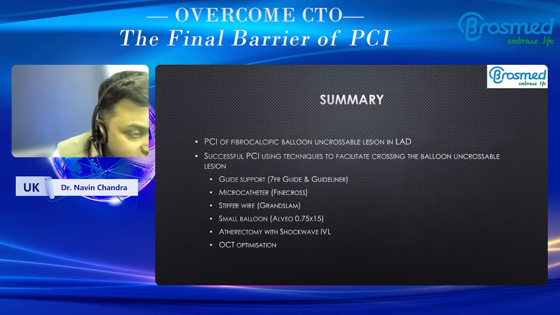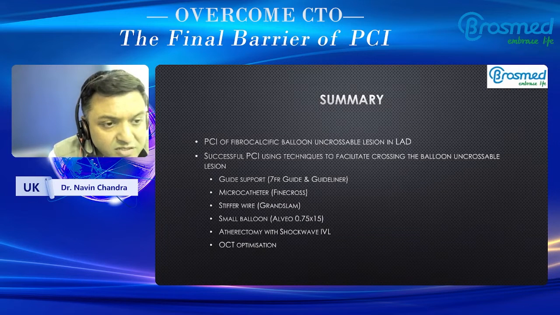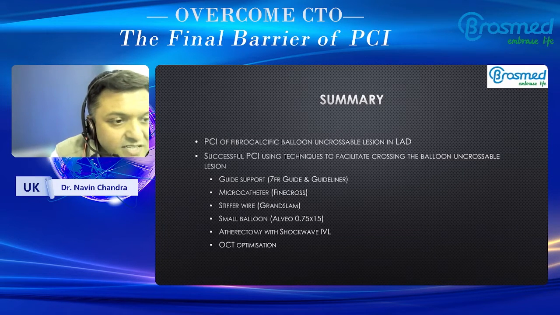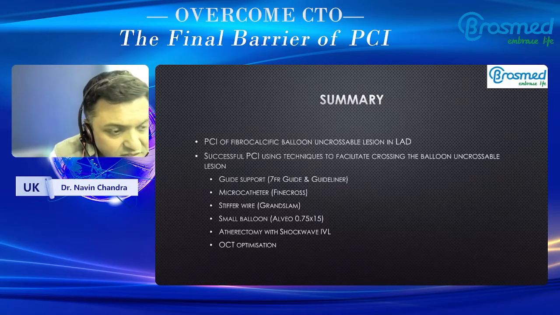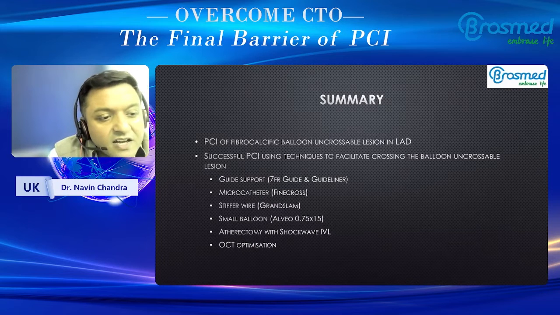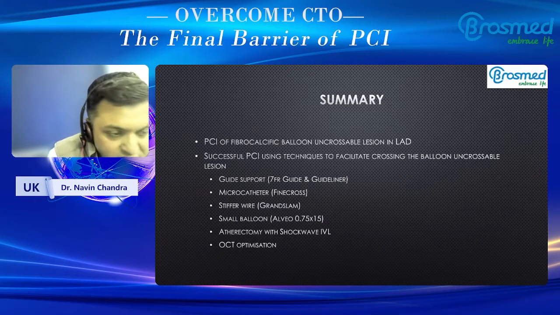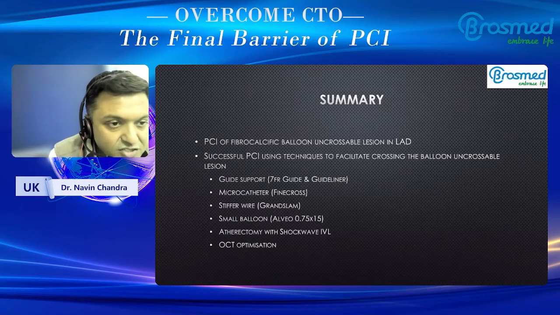So to summarize this case, this was a successful PCI of a fibrocalcific, balloon uncrossable lesion in the mid-LAD. We did successful PCI using techniques to facilitate crossing, again with upfront use of a guide support system, a 7 French guide and a guide liner system here. We upfront used a microcatheter. We then switched out to a stiffer wire once we'd crossed and been able to deliver our equipment after having ballooned with a micro balloon. And then we used atherectomy type techniques with the Shockwave and the OCT optimization to achieve an excellent angiographic result.